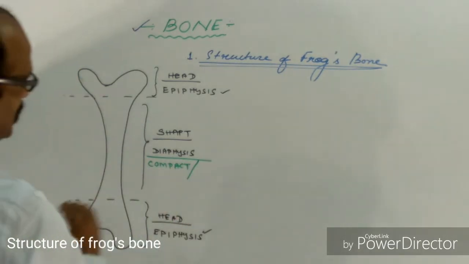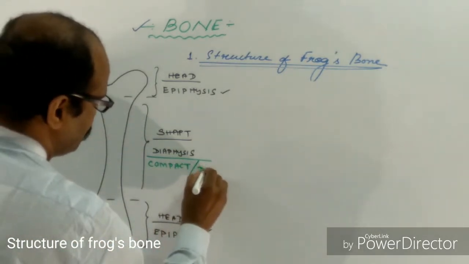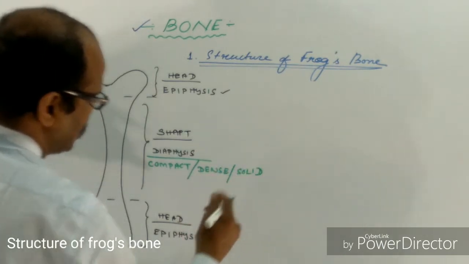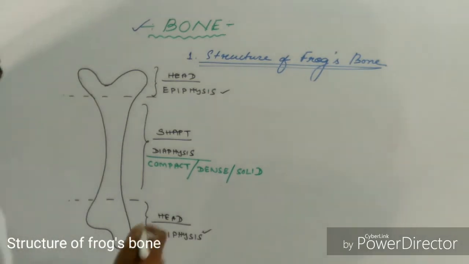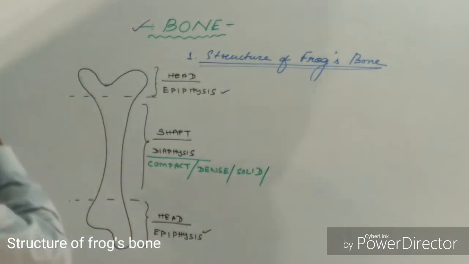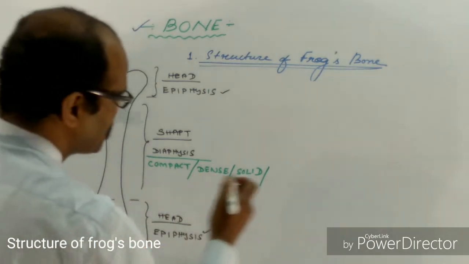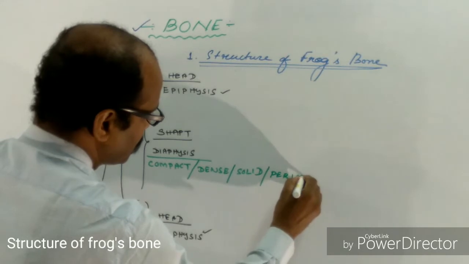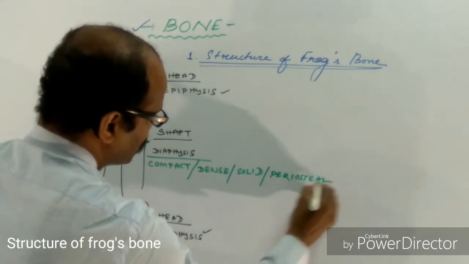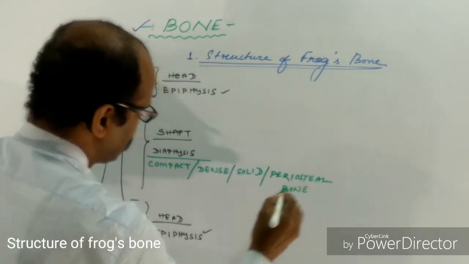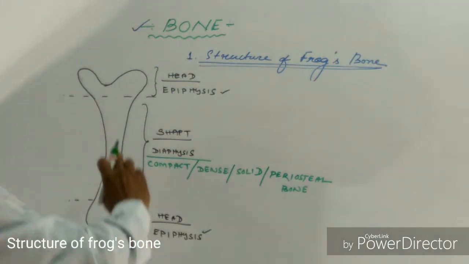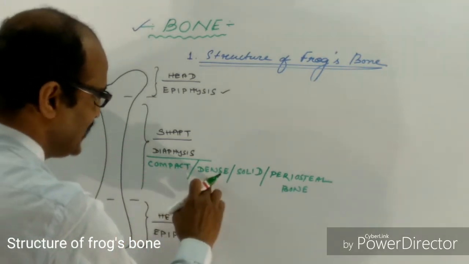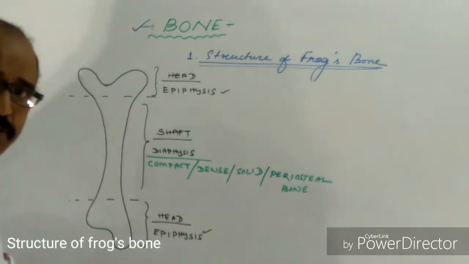Compact bone, also known as dense bone, is solid, which is why it is also known as solid bone, or periosteal bone. Because of its compactness, the shaft region, or the diaphysis region, of the long bone is known as compact bone, dense bone, solid bone, or periosteal bone.